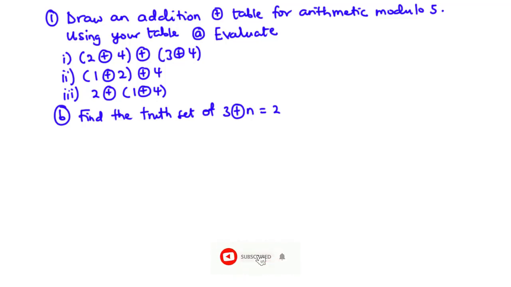So in today's video, we are going to solve some questions involving tables in modulo arithmetic. In this video, we are going to solve two questions. Now let's take the first question.